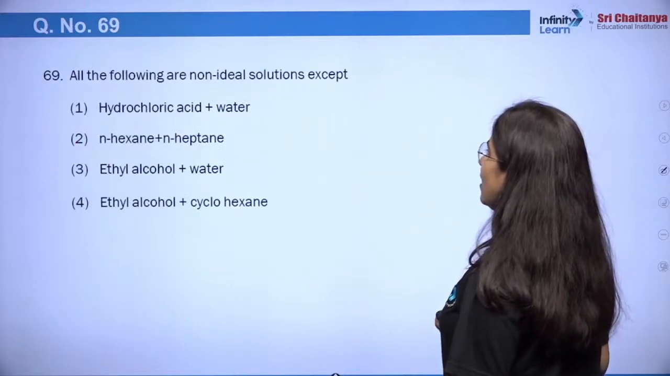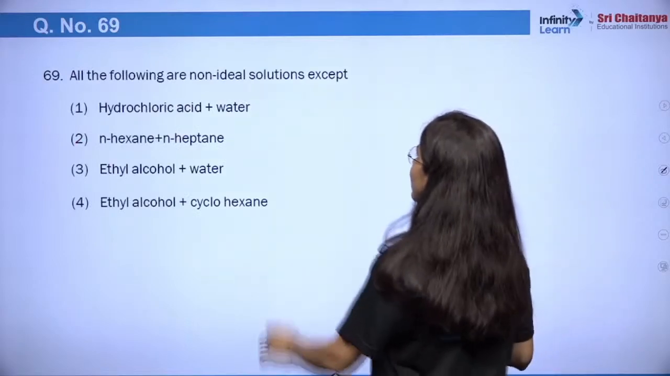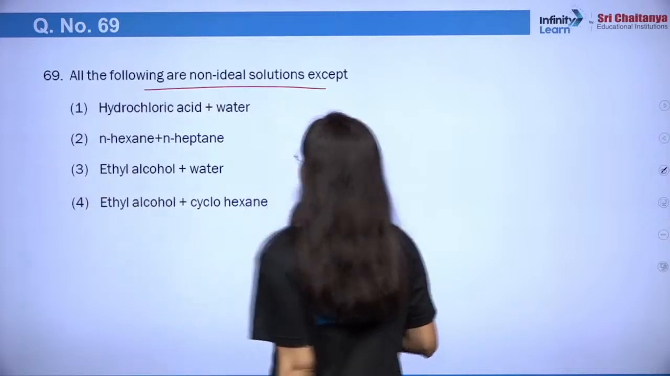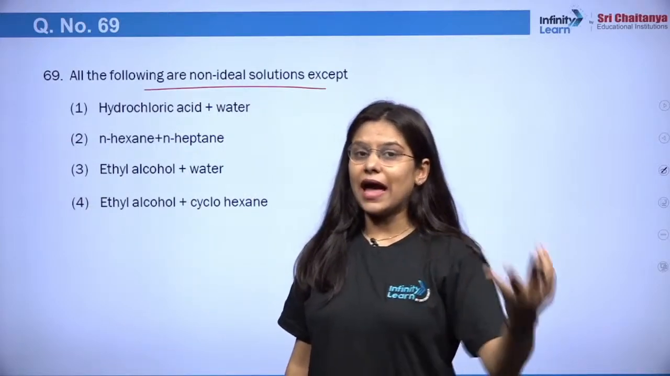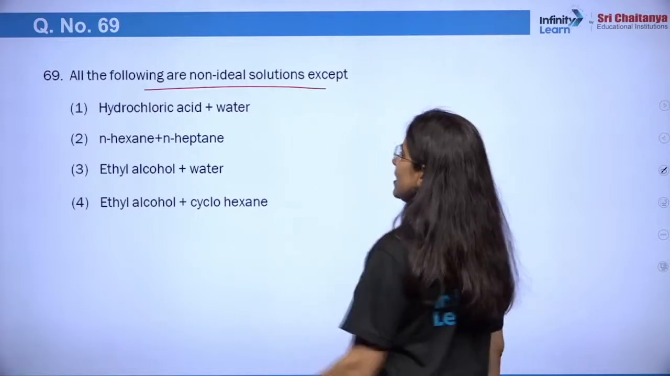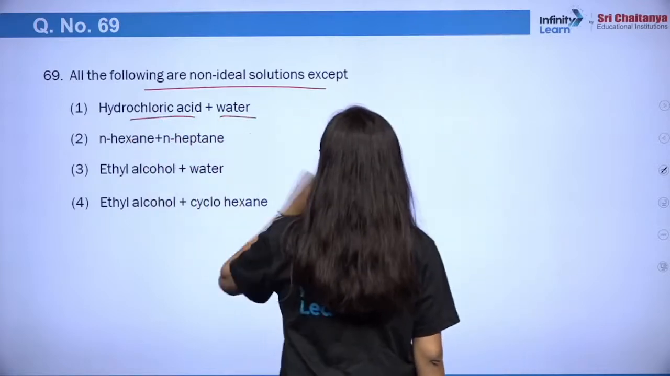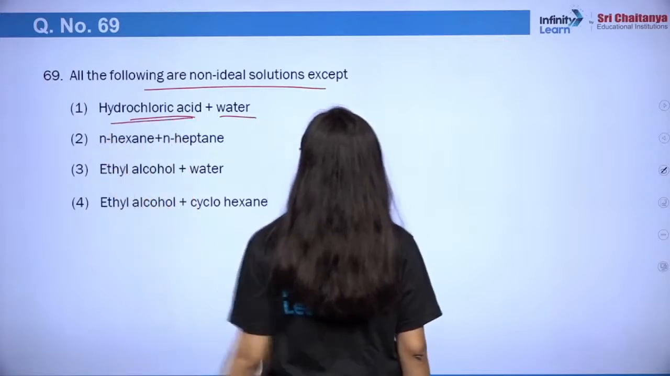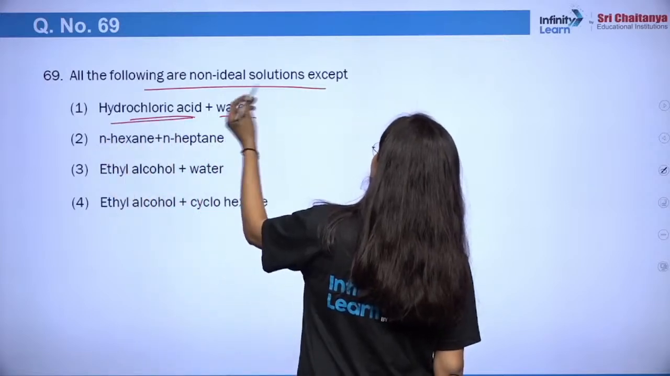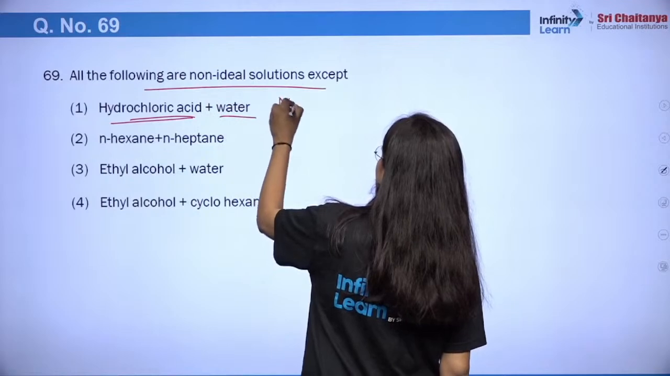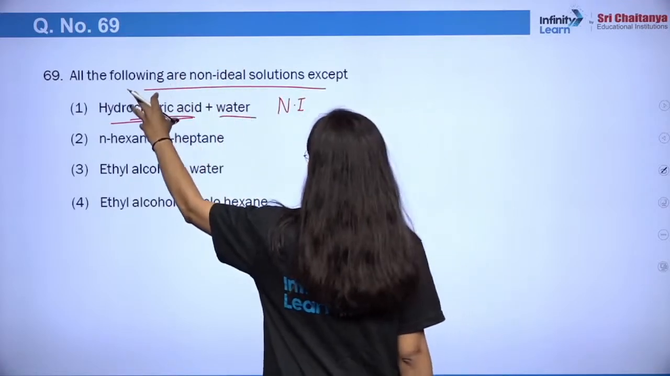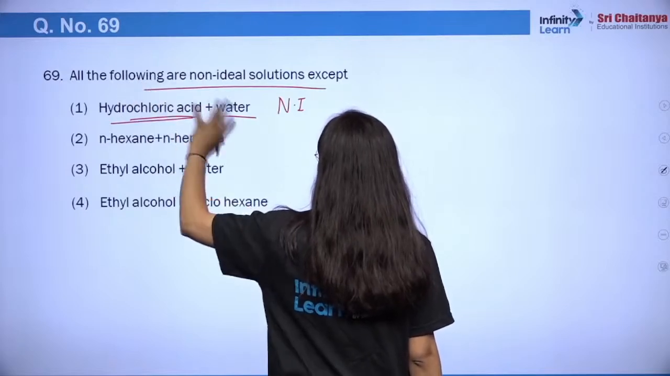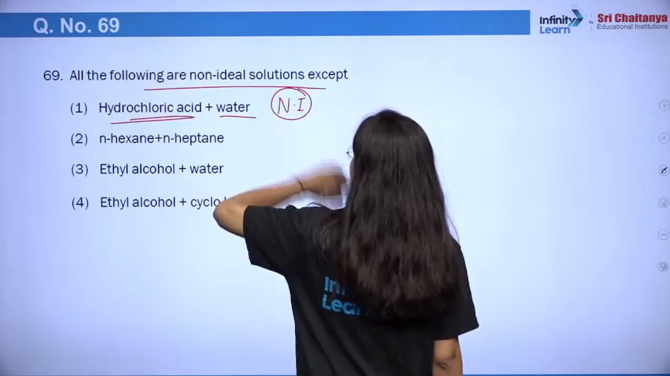Next question. Which of the following are non-ideal solutions except? So now they are asking for a solution which is ideal. HCl and water: here we have hydrogen bonding. Again, positive or negative deviation will take place, so it will be a non-ideal solution, because here we have strong interactions and dipoles, so these are weak, these are not equal, so non-ideal.